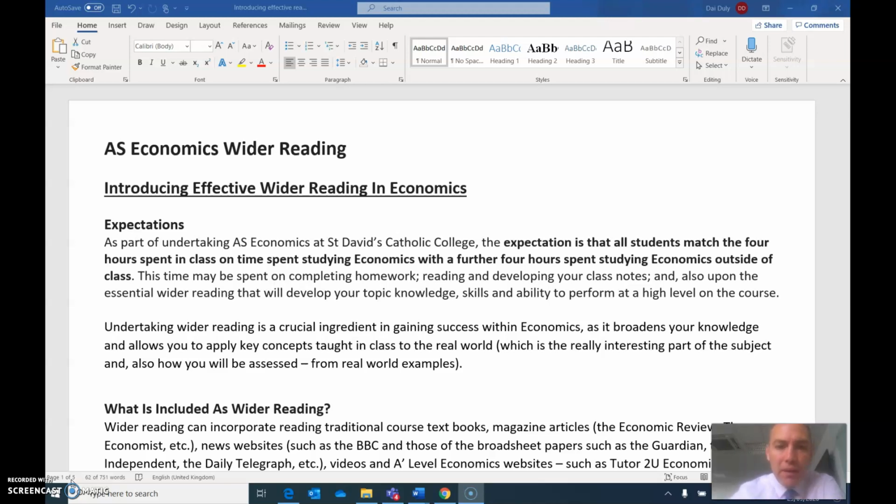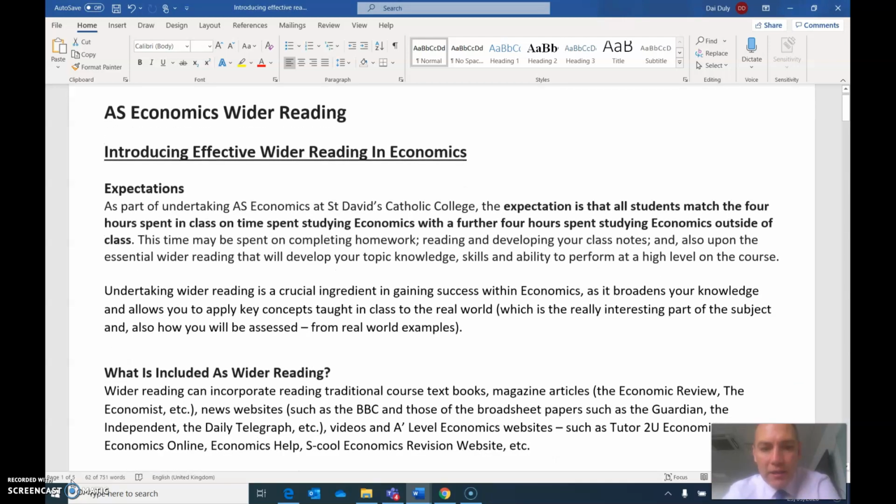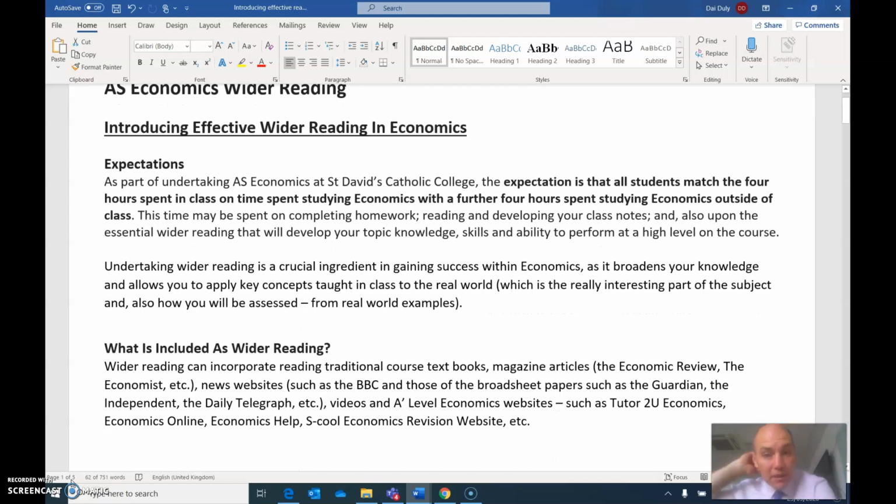So just as a little reminder, when you undertake any A level at St. David's, and obviously I'm particularly focused on economics, the expectation is that if you spend 4 hours inside of class studying the subject, that should be matched with a further 4 hours outside of class. Now, up until now, that probably hasn't happened for a number of people, but obviously the workload will start to increase quite quickly.